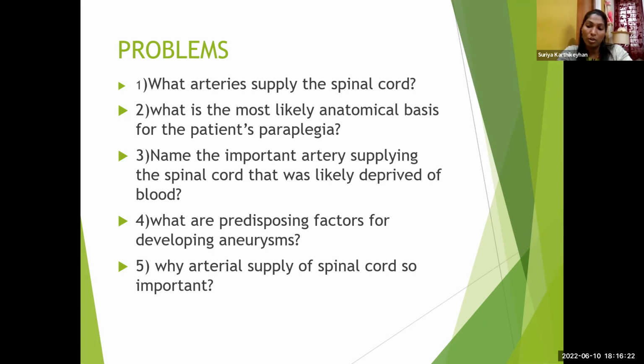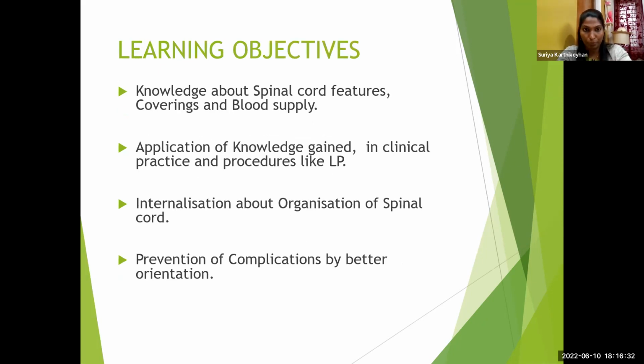But now only the external features: how the spinal cord is there, what is the length of the spinal cord, how it is different in an adult and a pediatric, and what is the blood supply and all. All these things we are going to discuss today. So what is the learning objective? At the end of this session, you should have knowledge about the features of spinal cord, and then coverings of spinal cord, and also the blood supply of spinal cord.